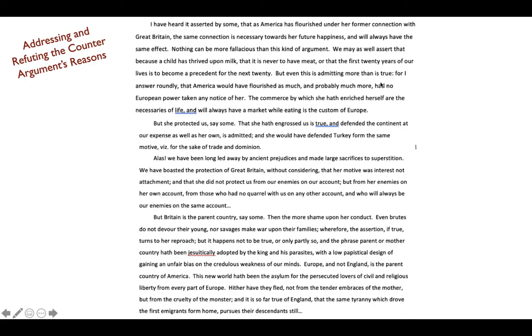So the first reason why some might say that we should stay with Great Britain is because we have flourished with her, under her. We have done well. And so you would put reason one up here, and then where he starts "nothing can be more," all the way to the end, that's refute one. So he addresses a reason that people might say for why we should stay connected to Great Britain, and then he refutes it. Okay, so reason one, refute one.